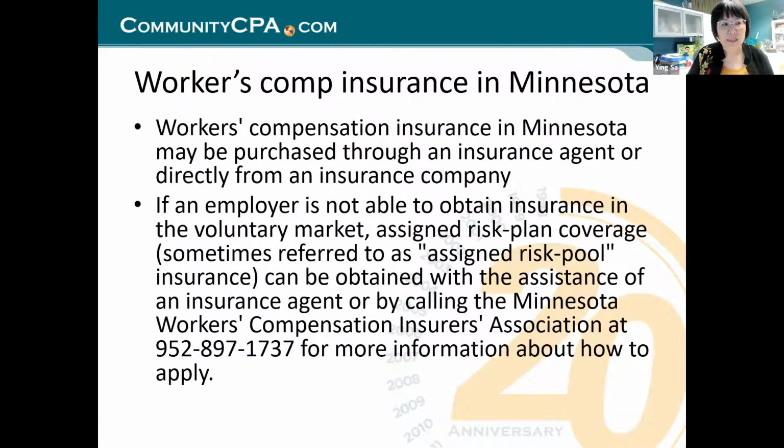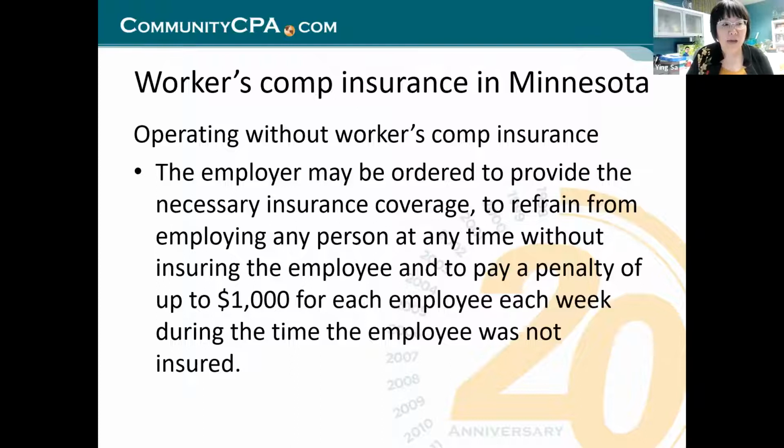You must have it. So workers' comp in Minnesota is the same. You can buy it on the open market. And if the employer is not able to obtain insurance in the voluntary market, you can have assigned risk pool coverage, and you can call this number at the Minnesota Workers' Comp Insurance Association. You see? They also have self-insured, which is for larger companies. And if you don't have insurance, the employer may be ordered to refrain from employing anybody at any time until you get the insurance.